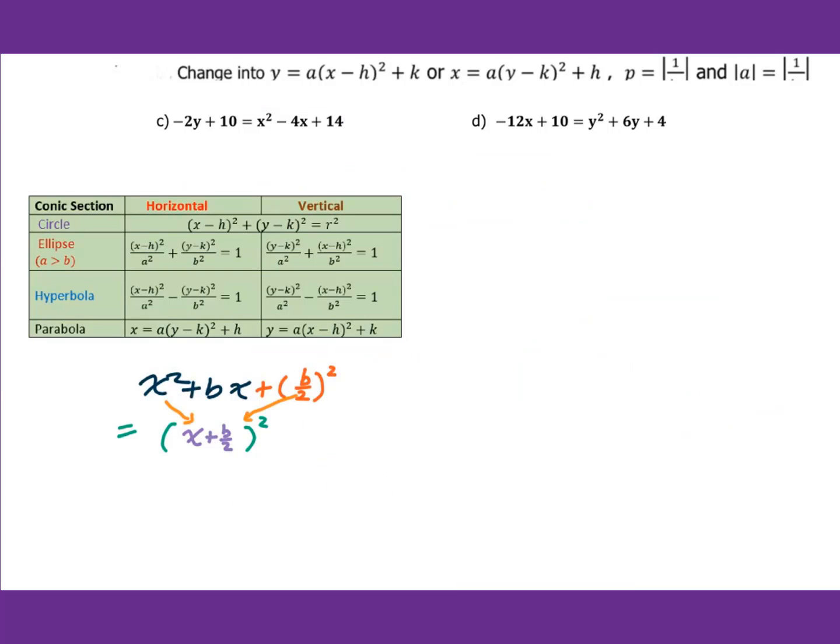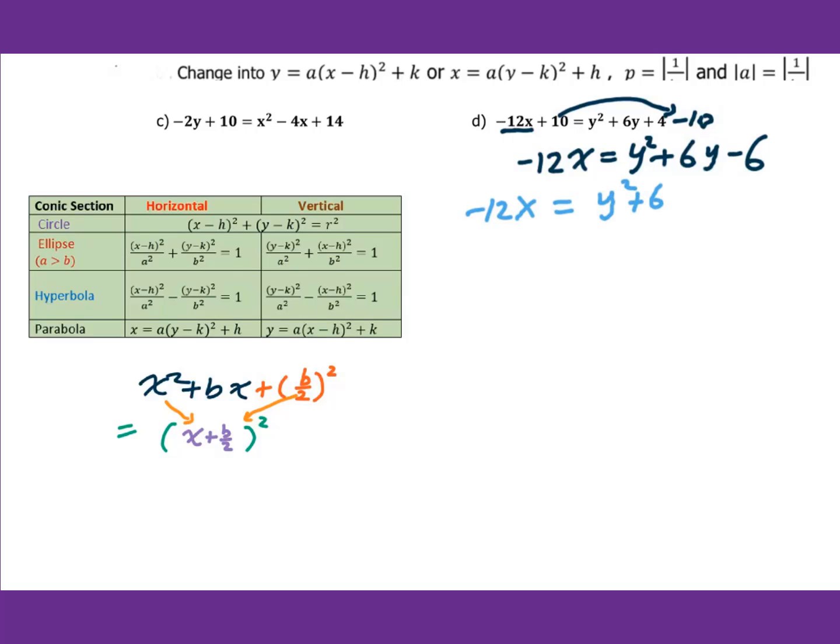For D, this time you need to isolate the x on one side, so minus 10 on both sides. You will get negative 12x equals y squared plus 6y minus 6. Then we do completing the square. Negative 12x equals y squared plus 6y.